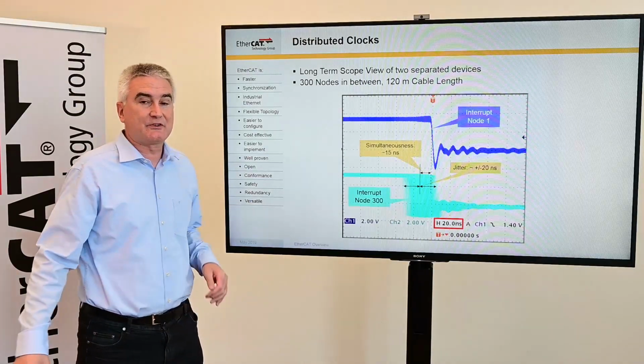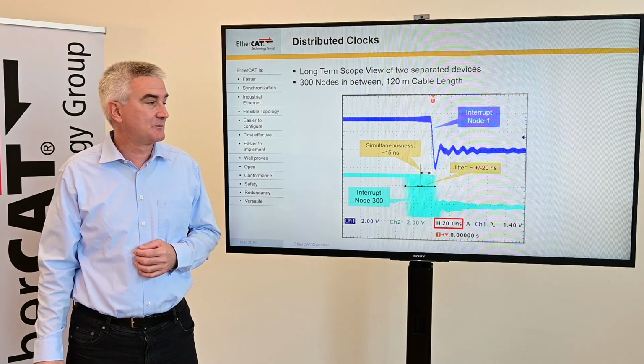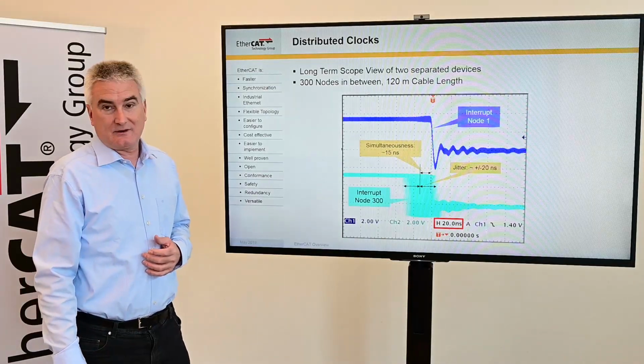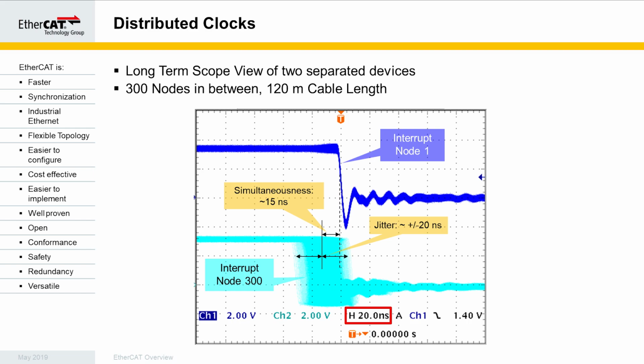And to show you the preciseness of the synchronization capability, I have a scope view image here with a network with 300 nodes and 120 meters of cable in between. This is the interrupt from the first node, interrupt from the last node, and the jitter is just plus minus 20 nanoseconds. Not microseconds, nanoseconds. That's the speed of light over a couple of meters. That's our preciseness in our synchronization capabilities with EtherCAT.